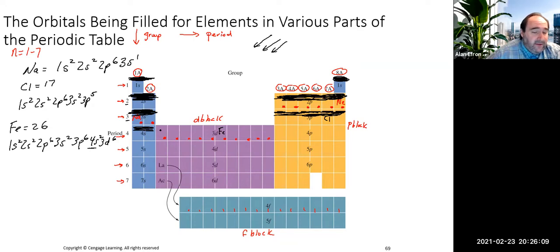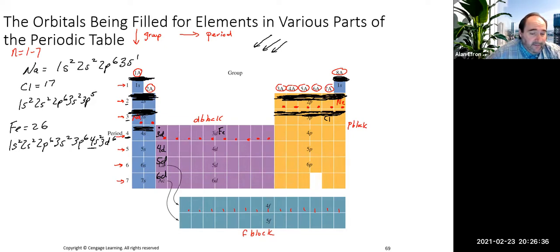Now, if you're not sure what comes next, this is not 4D. This is actually 3D, because the d orbitals start at the third energy level. So even though it's on the fourth period, that is 3D. This is actually 4D, 5D, and 6D. So the Ds are one behind the period number here. And that's why you've got to be careful and remember that, so you don't think it's 4D at this point.